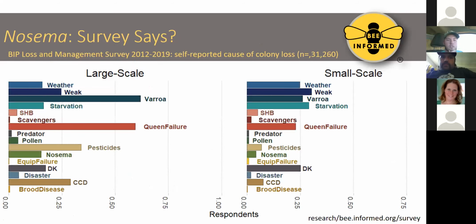Okay, so here, this is the graph that Natalie used earlier. And as you can see, on average, about 15% of large-scale beekeepers identify Nosema as a source of colony loss, and only 4% of small-scale beekeepers identify it as a cause of colony loss. And just another note, the fraction of beekeepers reporting Nosema as a cause of colony loss has decreased over the years. Nosema ranks 9 out of 16 in the order of most important causes of colony loss in large-scale operations, and 10 out of 16 for small-scale.